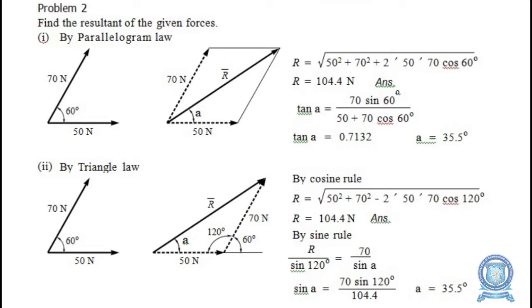So R will become 104.4 newtons, okay. It's coming as the same answer as per method 1, parallelogram law. Then you can apply sine law for getting the angle of the resultant A. Here we require only 2 terms. We do not want to compare 3 terms. So the required terms are being substituted here. So we get the equation according to sine law: R by sine 120 is equal to 70 by sine A. So here we simplify this equation for getting A is equal to 35.5 degrees.